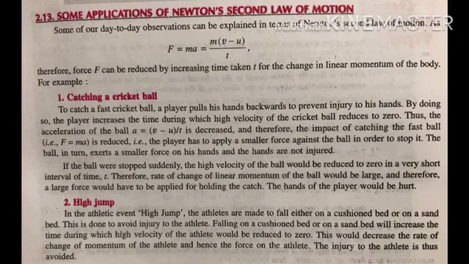Now the second application is from the high jump. In an athletic event, high jump, the athletes are made to fall either on a cushioned bed or on a sand bed. This is done to avoid injury to the athletes. Falling on the cushioned bed or on a sand bed will increase the time during which the high velocity of the athlete would be reduced to zero. This would decrease the rate of change of momentum of the athlete and hence the force on the athlete. The injury to the athlete is thus avoided.